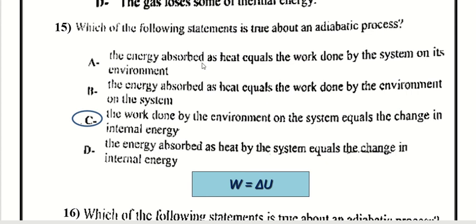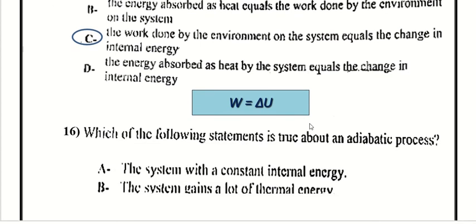Energy absorbed as heat equals the work done by the system. Of course not. Work done by the system has a positive value, and energy cannot be absorbed in the adiabatic process. So this one cannot be the correct one, as the energy also cannot be absorbed. And this one too, the energy is not absorbed by the system. In the adiabatic process, no heat is gained by the system.